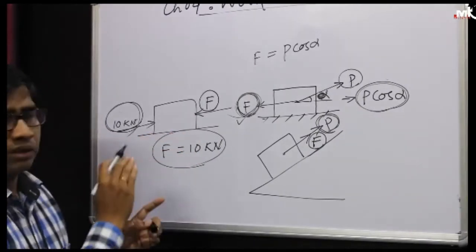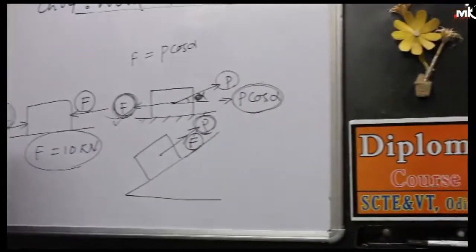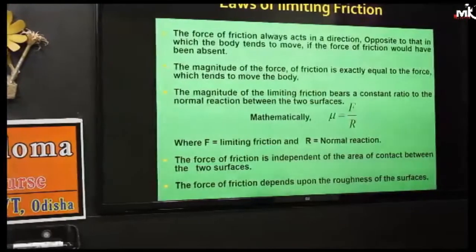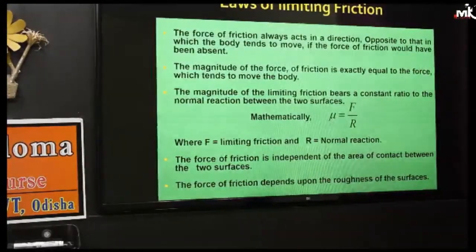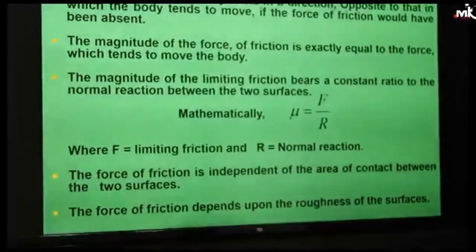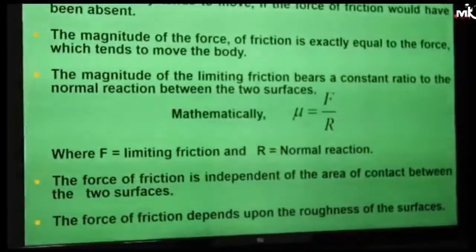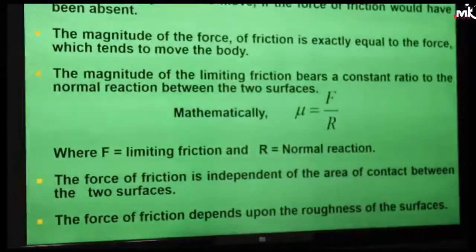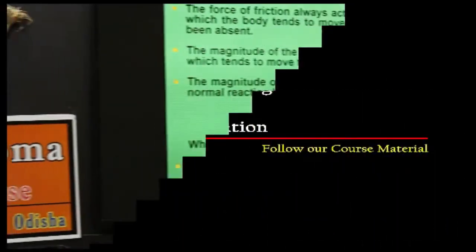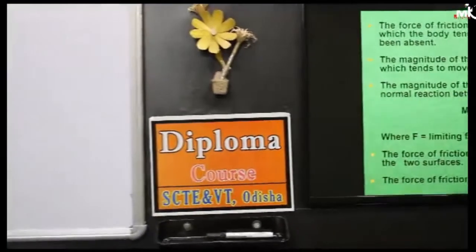Now these are your limiting friction concept. The third law we have already stated: the magnitude of limiting friction bears a constant ratio to the normal reaction. I will discuss this topic a little more. Again we will discuss the magnitude of the limiting friction bears a constant ratio with normal reaction. So what is limiting friction? Already I have told you. Limiting friction means the maximum value a frictional force of the body reaches, that is your limiting friction.